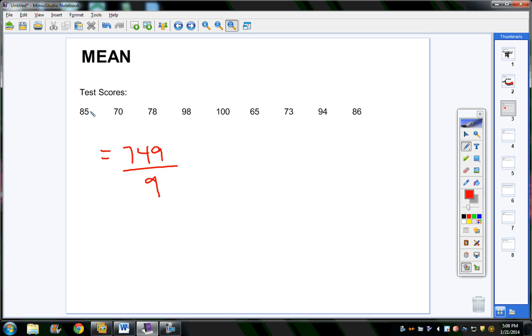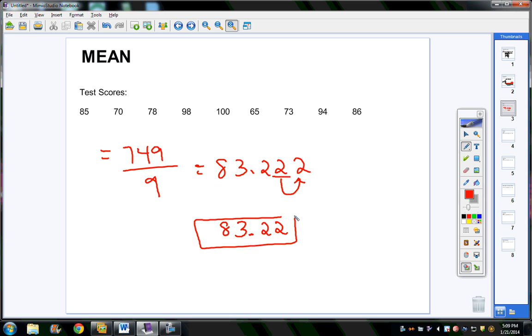So we've got 85, 70, 78, 90, 100, 65, 73, 94, and 86. And again, I got 749. And when I divide it by 9, the 9 scores, I get 83.2 repeating, which, remember I said we're going to round to the nearest hundredth place unless the direction said otherwise. So this rounds to 83.22. So the average here, the mean, is 83.22.